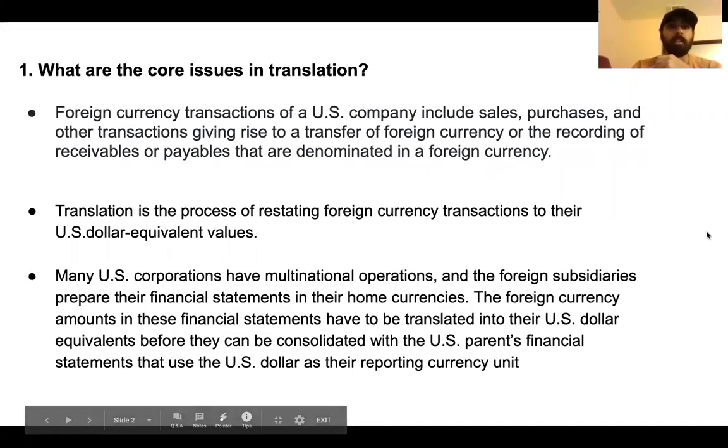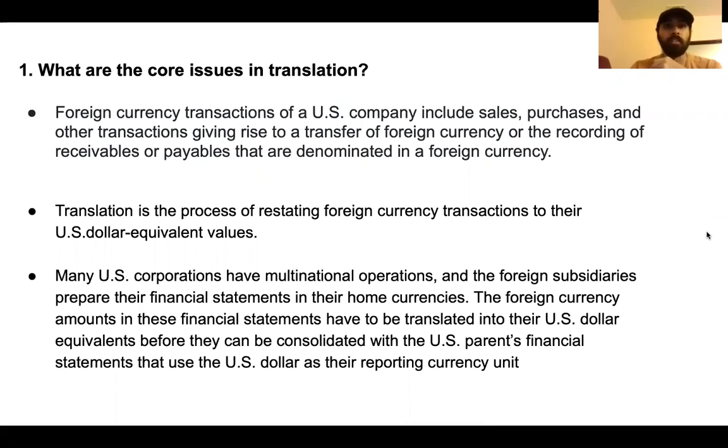Question 1. What are the core issues in translation? Foreign currency transactions of a US company include sales, purchases, and other transactions giving rise to a transfer of foreign currency or the recording of a receivable or payable that is denoted in a foreign currency. Translation is a process of restating foreign currency transactions to their US dollar equivalent values.